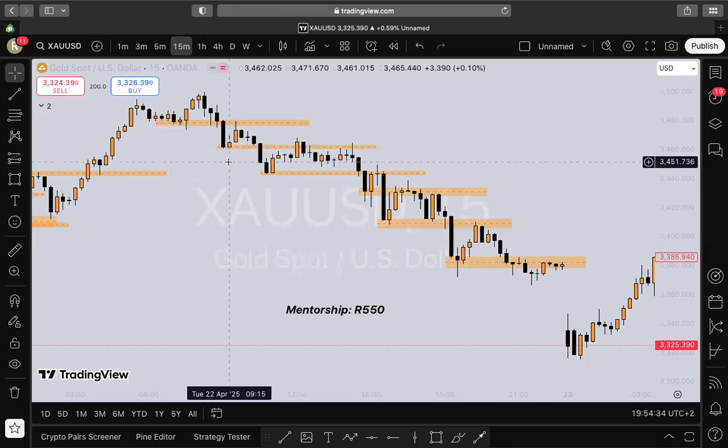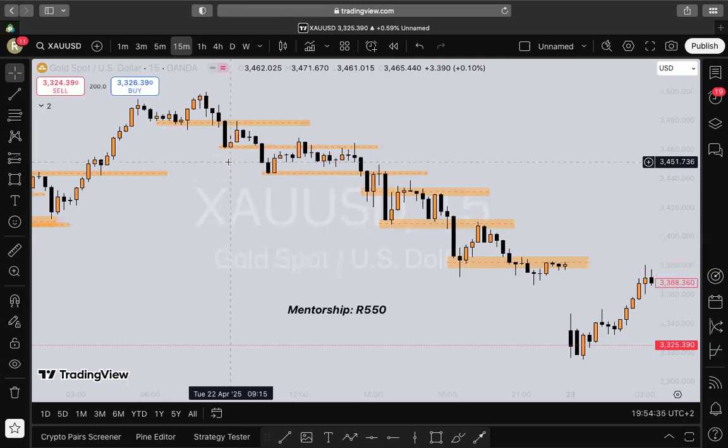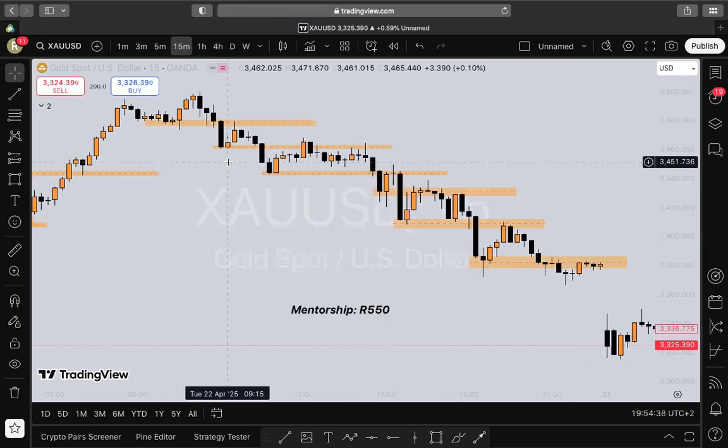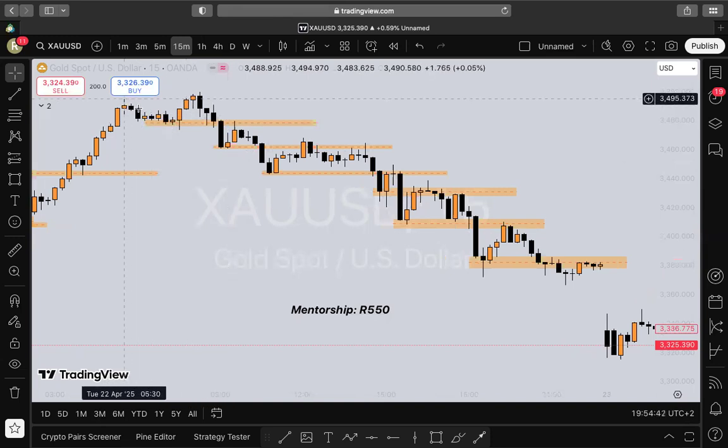So we spoke of support and resistance, right? Let's look at this level here. The market was coming from here, we touched here. Here it was support, right? We went to the upside.